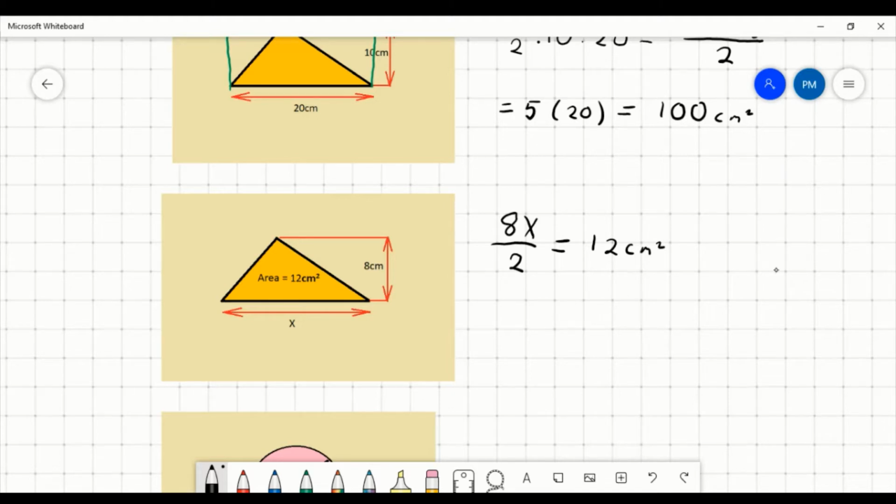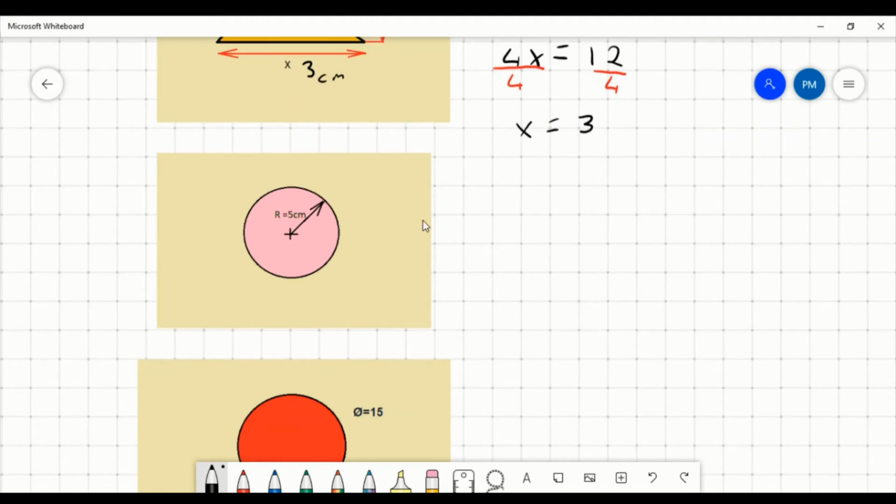So what we're going to do is divide 2 into 8, and we get 4x is equal to 12. Then what can we divide both of these by just to get x on its own? Well, if we divide this by 4 and we divide this one by 4, we're going to get x is equal to 3. So we've got 3 centimeters here.